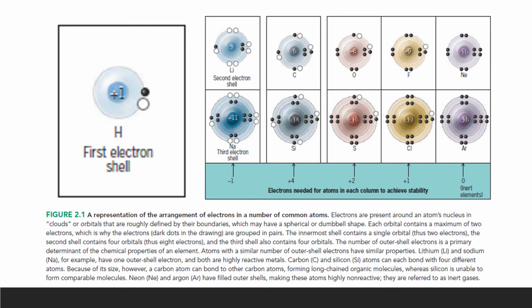This figure shows you a representation of the arrangement of electrons in a number of common atoms. Basically, the number of outer shell electrons is a primary determinant of the properties of an element.